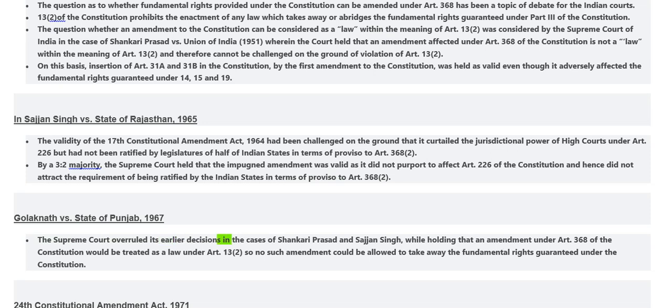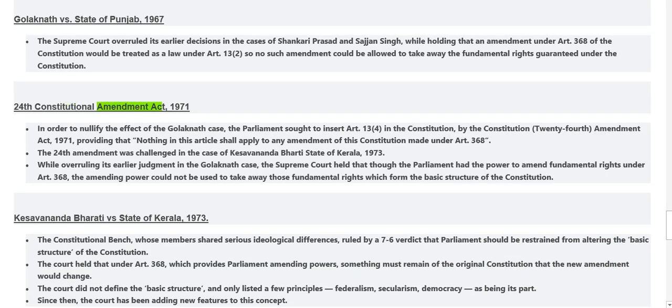The Supreme Court overruled its earlier decisions in the cases of Shankari Prasad and Sajjan Singh, while holding that an amendment under Art. 368 of the Constitution would be treated as a law under Art. 13(2), so no such amendment could be allowed to take away the fundamental rights guaranteed under the Constitution.